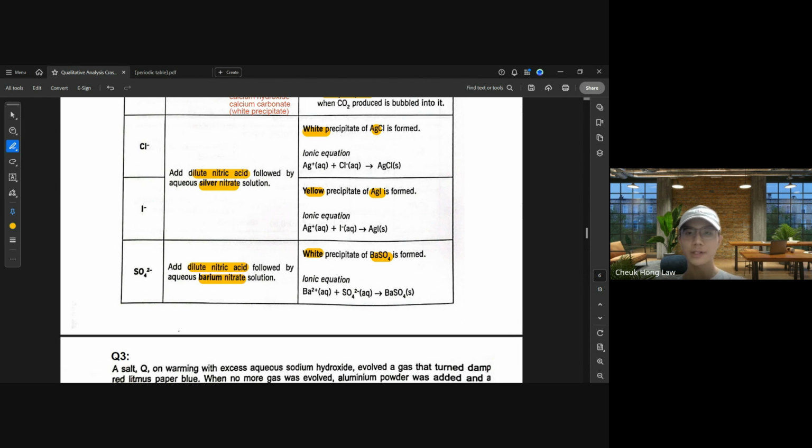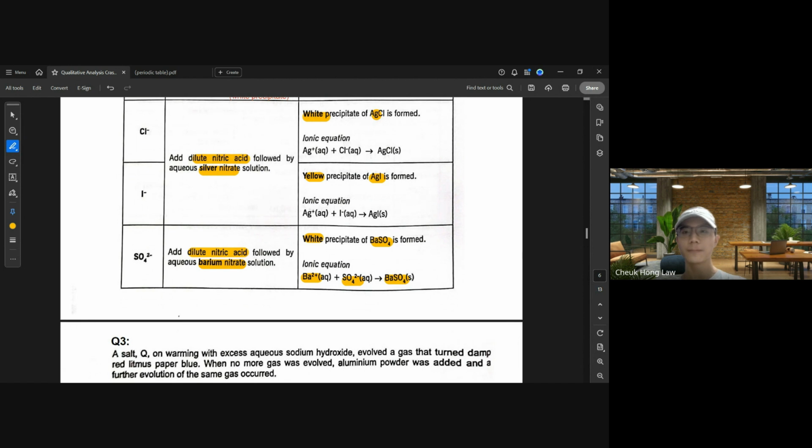Then your ionic equation is barium ion plus sulfate ion to give you barium sulfate. For all precipitation reactions, your ionic equation is very easy. It will just be a breakdown of your precipitate. Since your precipitate here is barium sulfate, the breakdown will be barium and sulfate. So you just take these two out and put them at the left side of the equation, then you have your ionic equation.